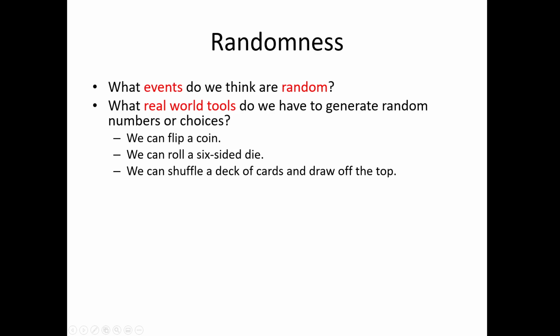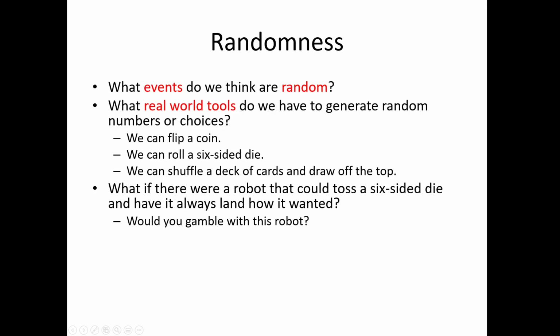Now, I can expose for us a little bit what randomness kind of means for us if I pose a little bit of a thought experiment here. So imagine that there's a robot that could take a 6-sided die and toss it and have it land on whichever side it wanted. Its knowledge of physics and force were so good that it could just always toss the die and make it land however it wanted. Now, the question I pose here, would you want to gamble with this robot? Probably not. You're going to lose a lot of money if you do so.